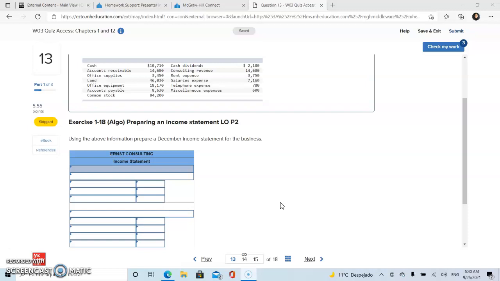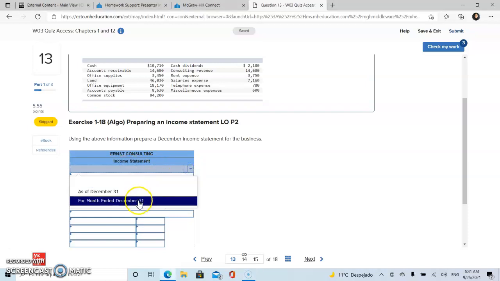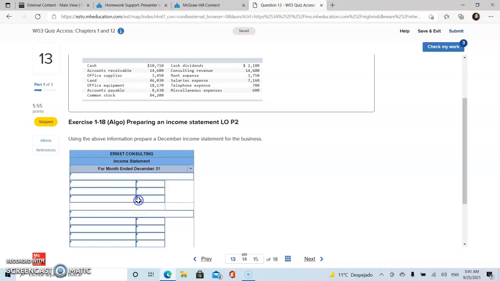So we're going to start with problem 13 and we're going to make an income statement. An income statement is a financial statement that shows the company income and expenditures. It also shows whether a company is making profit or loss for a given period. So the name of the statement appears after the name of the company. So we are going to say that this statement is for the month ending. So we want to choose for month ending December 31st.